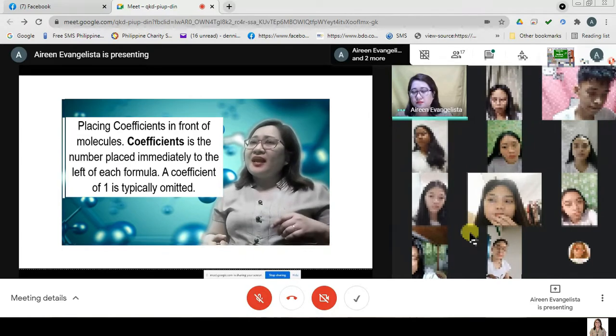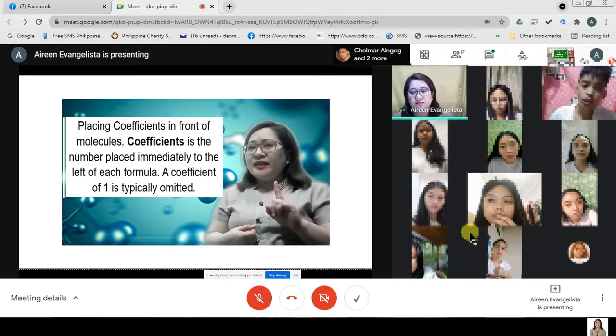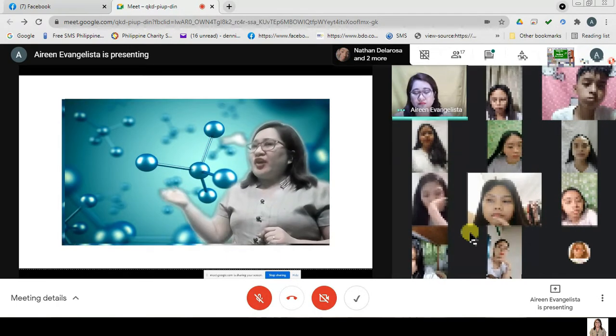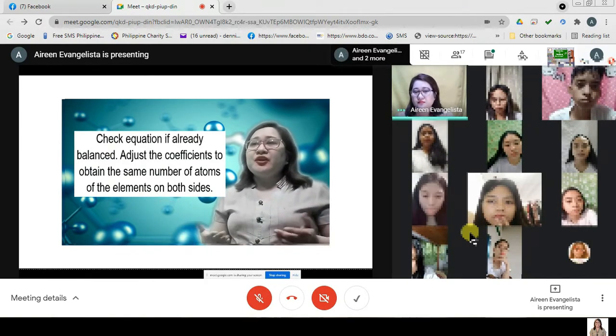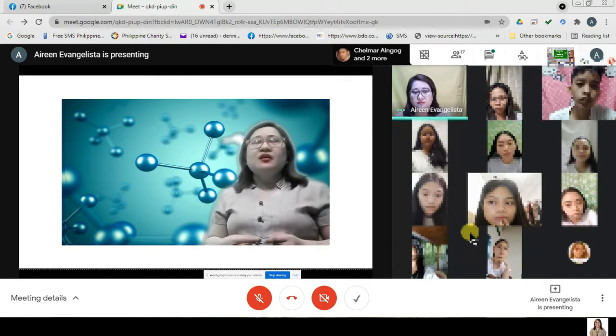A coefficient is a number placed immediately to the left of each formula. A coefficient of 1 is typically omitted. And step 5, check if your equation is already balanced. Adjust the coefficient to obtain the same number of atoms of the element on both sides.